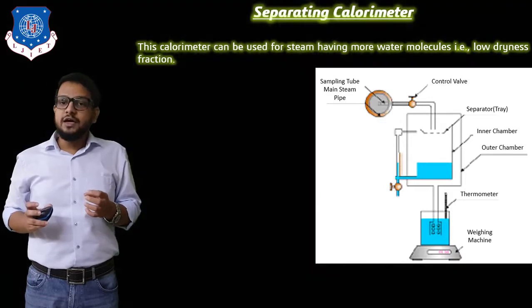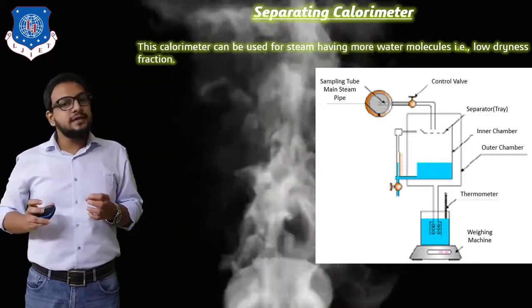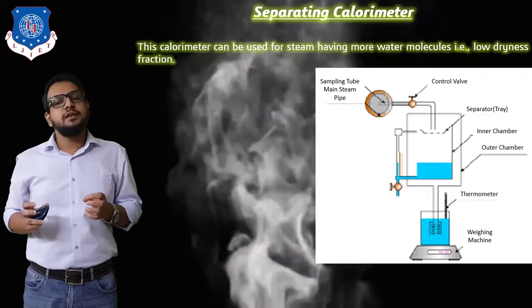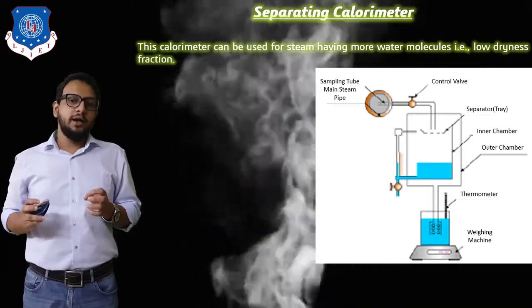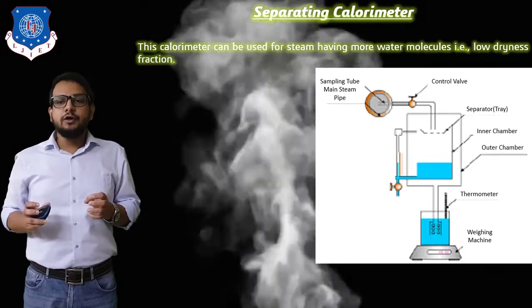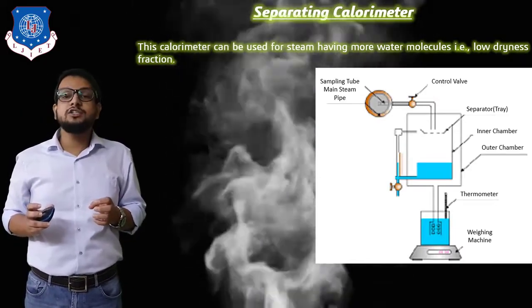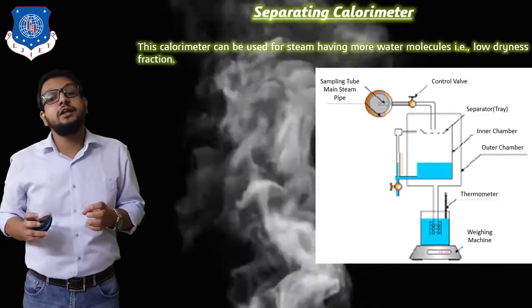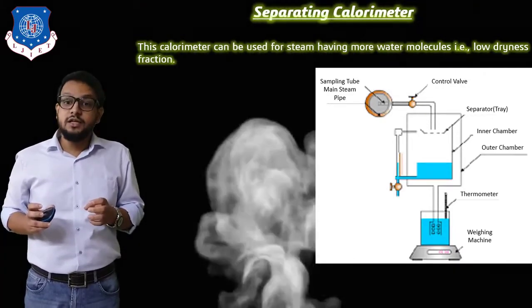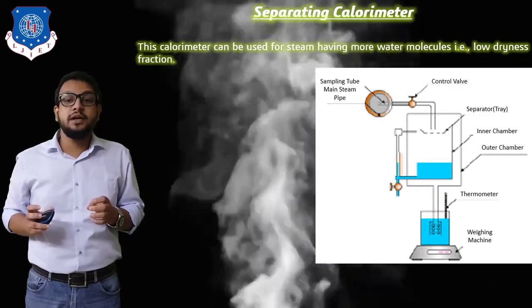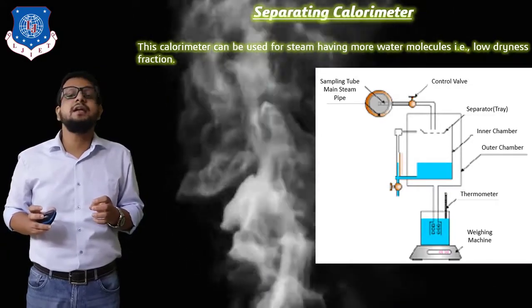On the top side there is a control valve provided. As the name suggests, the control valve will control the flow of wet steam whose dryness fraction has to be determined. On the left side of the outer chamber there is a scale provided, which shows how much water has been collected in the inner chamber. By using that scale we can determine how much quantity of water has been separated, that is, the mass mW can be easily determined.